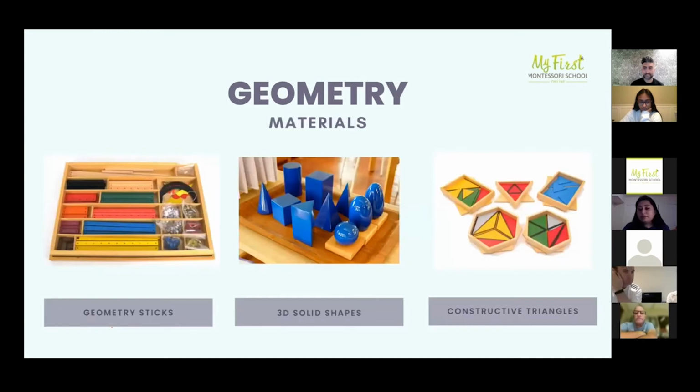And what we use as a material, usually you'll find, is the constructive triangles. We can prepare everything at home, so you wouldn't need to be purchasing any of the materials. That's where the printables are going to help you. You have the 3D solid shapes. You have the geometric sticks, which are going to help in shaping the different polygons.